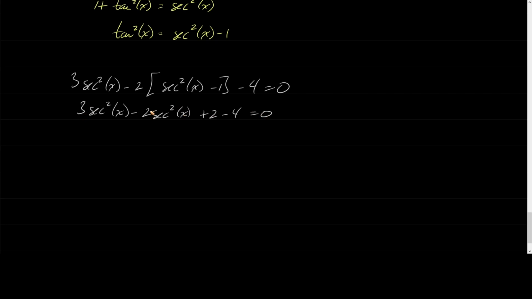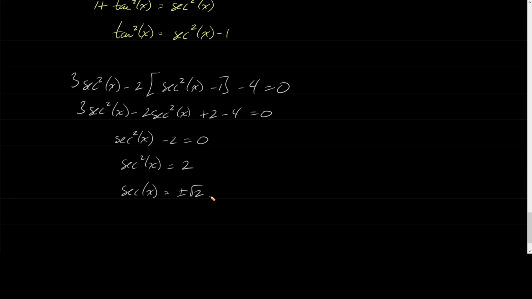Combining like terms, 3 minus 2 is just 1, so secant squared of x, and then 2 minus 4 is negative 2, that being equal to 0. And at that point, solving for secant, I end up with secant squared of x is equal to 2, so that secant of x is equal to plus or minus radical 2.